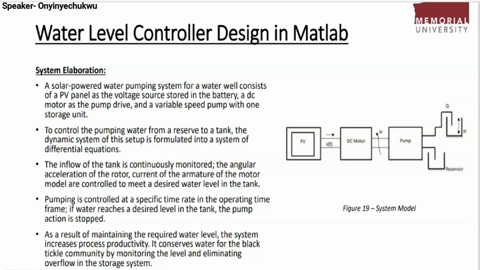For the control unit section, because of pumping water from a well to a tank, we need to control the pumping and also make sure that this water is not being wasted. So a solar powered water pumping system for a water well consists of a PV panel and the voltage stored in the battery. We are controlling the voltage stored in the battery, not from the PV panel. Then there are the DC motor, the pump drive, and the variable speed pump. We are going to control the pumping from a reserve to a tank such that at a certain height level, the pumping action is stopped.